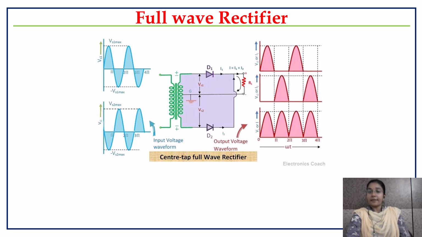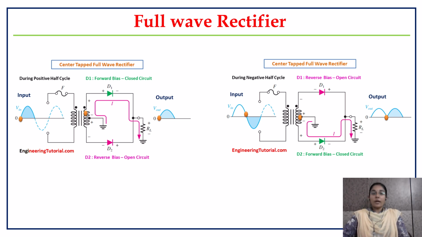In a center tapped transformer, the voltage of the center tap is considered to be the reference voltage. Now let's see how this full wave rectifier works in the positive and negative half cycles. For the positive half cycle, diode D1 is forward biased and diode D2 is reverse biased. The signal flows from the transformer terminals through diode D1 and the load resistor. So my output will appear as such.